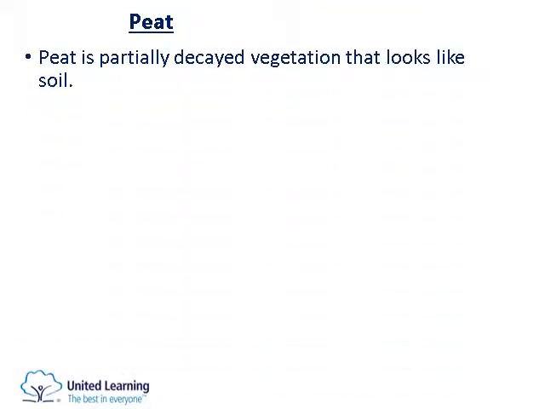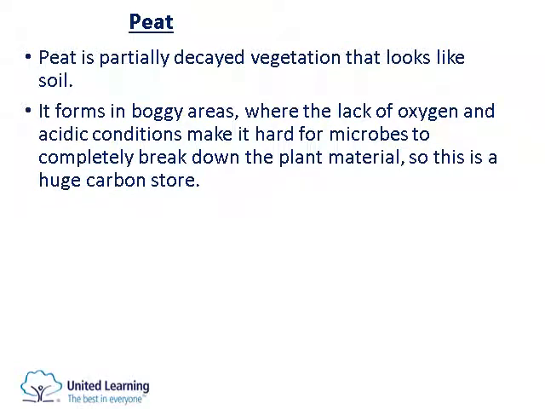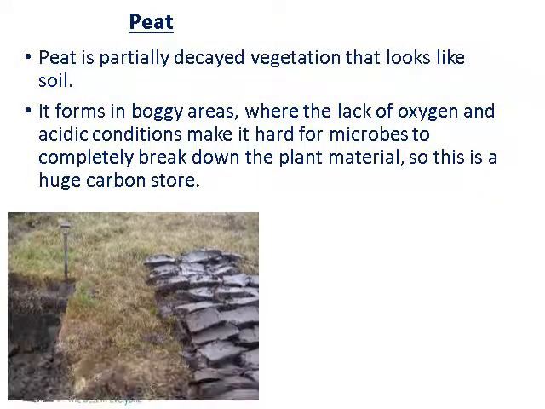So what is a peat bog? It's partially rotted plants. It looks like soil, and it only forms in boggy areas, so areas where it's really moist, it's muddy, where there's a lack of oxygen and really acidic conditions that makes it hard for bacteria and microbes to break it down. And what peat is, it's basically just a store of carbon.